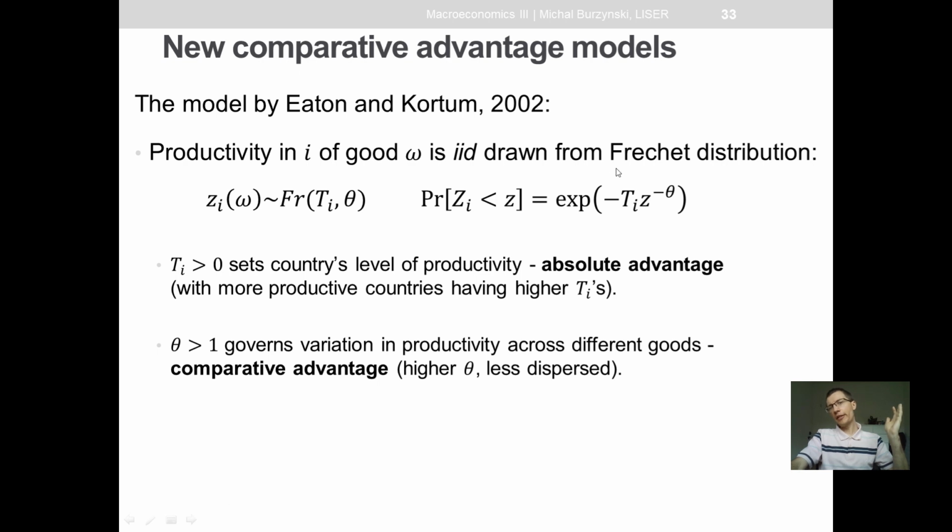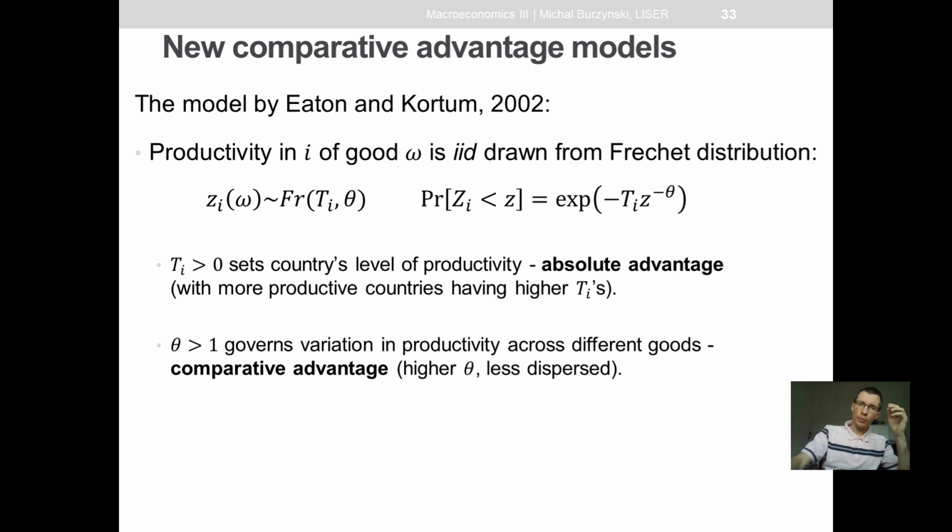probability distribution. And this is a very specific probability distribution, which is called the Frechet distribution of probability, which is characterized by two parameters. One parameter, which is responsible for absolute advantage of the economies, which is simply the level of technology of the country, which is responsible for the location of the distribution of productivity. You know what's the location of the distribution, the mean of the distribution, right?